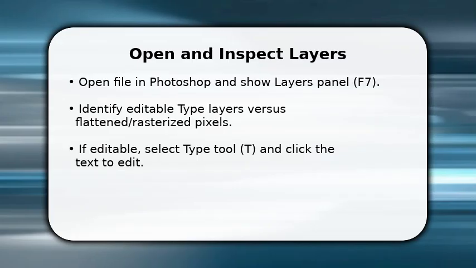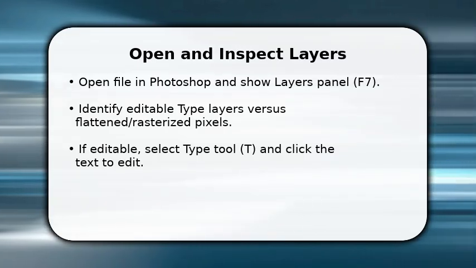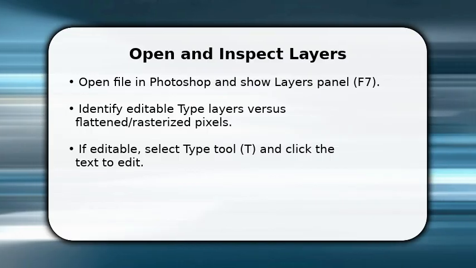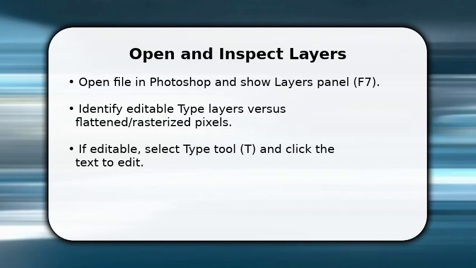You start by opening the image and immediately checking the Layers panel so you know if the text is editable. If a type layer exists, select the Type tool and click the text to edit it. This preserves quality and spacing. Once done, look at the Character panel to match font, size, weight, and color so new text blends.